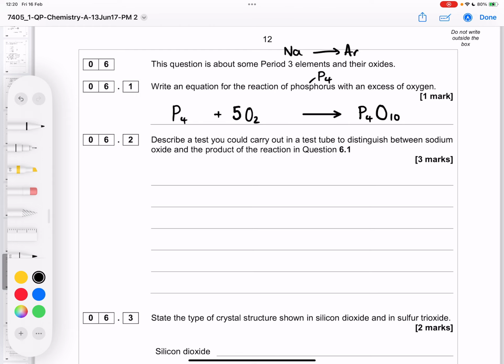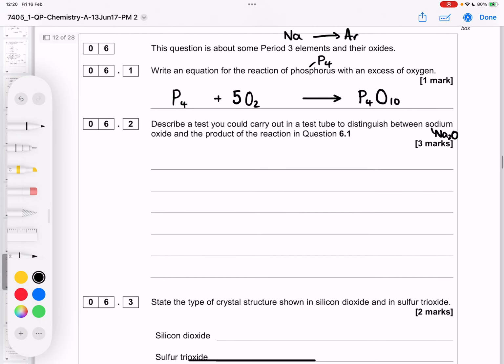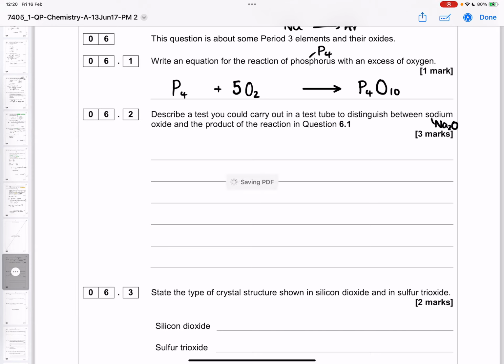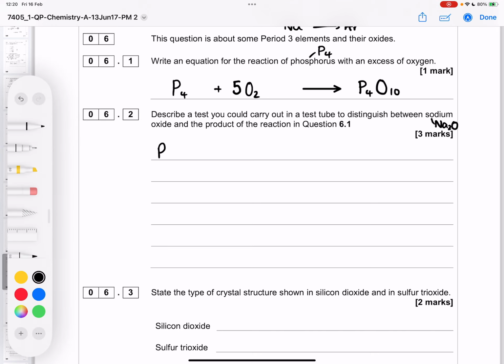How would you distinguish between sodium oxide in a test and phosphorus oxide? So the thing is, these are both solids. So the test actually relies on the fact that they react with water to make different solutions of different pHs. So our first thing would be to react them with water and then add universal indicator because they're going to give different pHs.